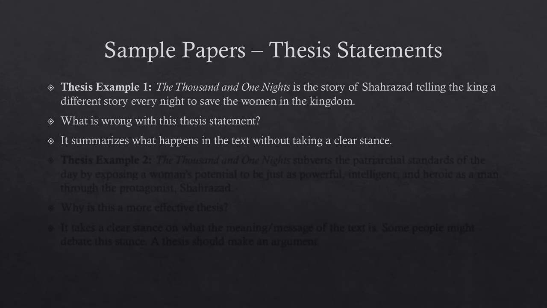It summarizes what happens in the text without taking a clear stance. If I said, what is the unity of the 1001 Nights, this would be a great one-sentence summary to tell someone who's never read it the main gist of what the 1001 Nights is about. But it's not a thesis because it doesn't take a stance, an argument about what a text means. So a thesis cannot be summary. You have to make an argument. And I'll quickly note, the 1001 Nights is from the counterpart to this class, Humanities 211, Western Literature 2.